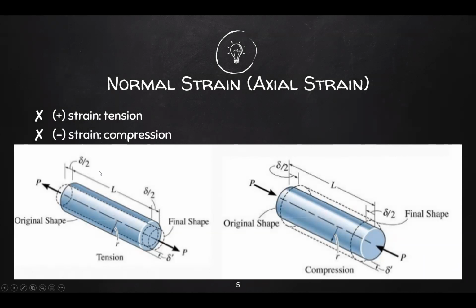So we have sign convention. If your forces are in tension, you're going to have positive strain. If your forces are in compression, you're going to have negative strain, which makes sense because for tension, for positive strain, your final length will increase from your original. So there's an addition of length here. For compression, there's negative strain because there's a reduction in length, as you can see by the dashed lines. Okay, so that's your normal or axial strain.